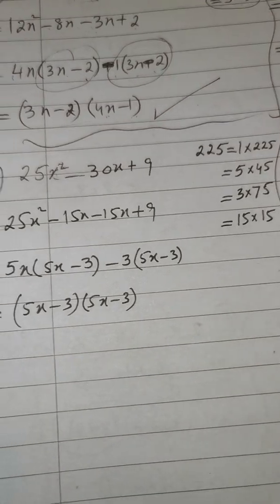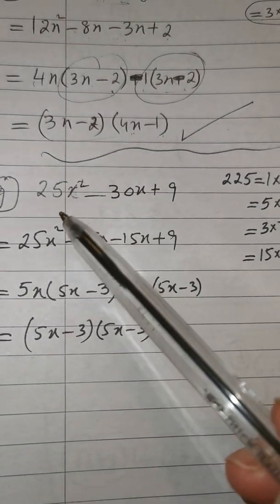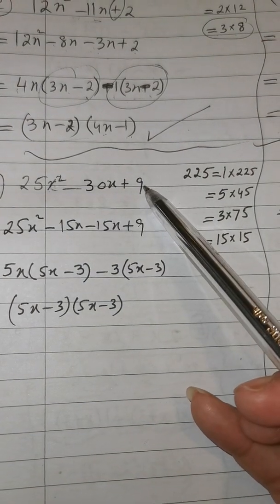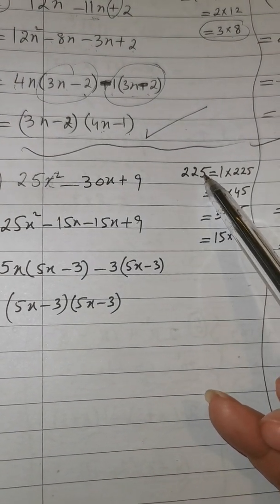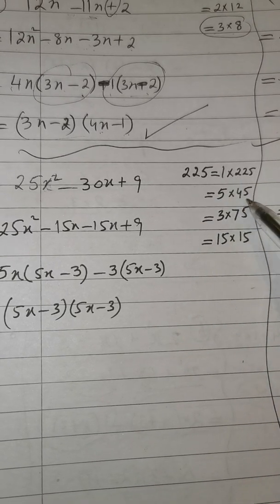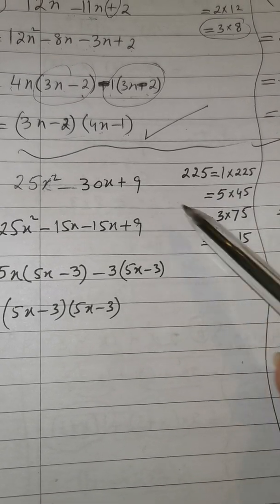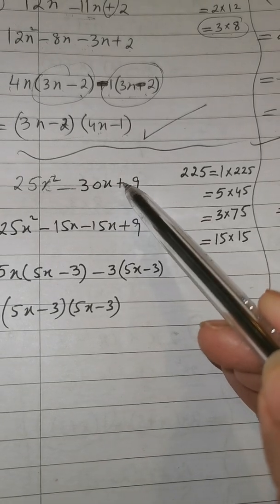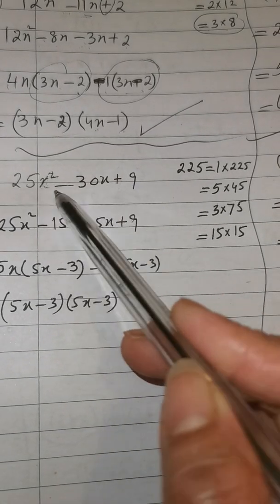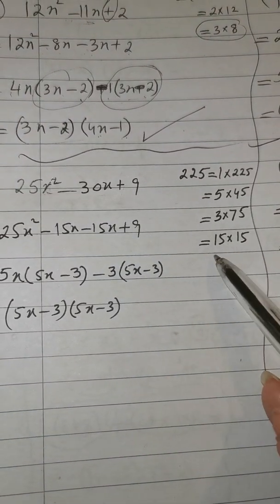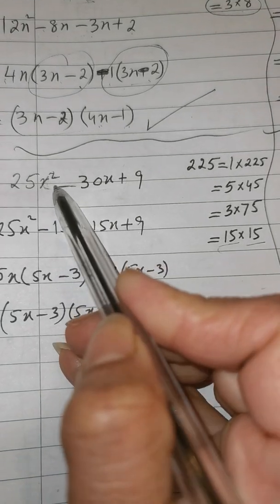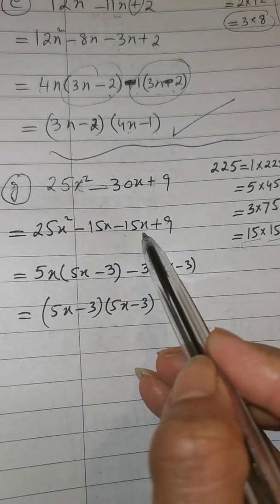And this is the last question. We have been given this one. I will multiply 25 with 9, and I get 225. I write all the possible factors of 225 like that, and this plus sign will show me I will choose those factors whose addition will give me minus 30. So I will choose 15 and 15 with negative sign because here is a negative sign, right?